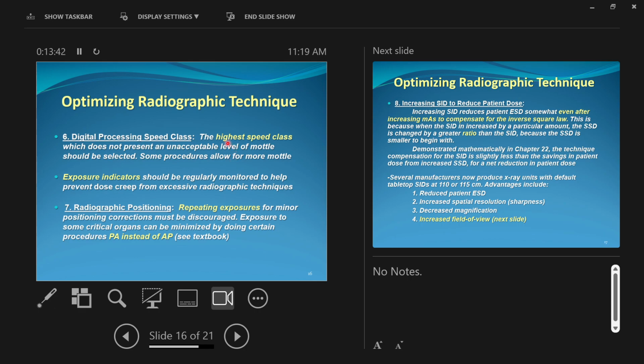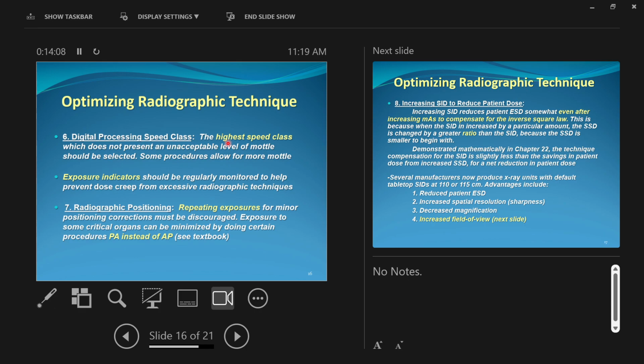The speed class of your cassette basically tells you how fast the cassette will expose. Okay? A fast speed cassette will expose very quickly. A low speed cassette exposes slowly, needs more X-ray to get the exposure happening. This is a relic from film radiography where all of our films had an associated speed class and you had to choose the right speed film.